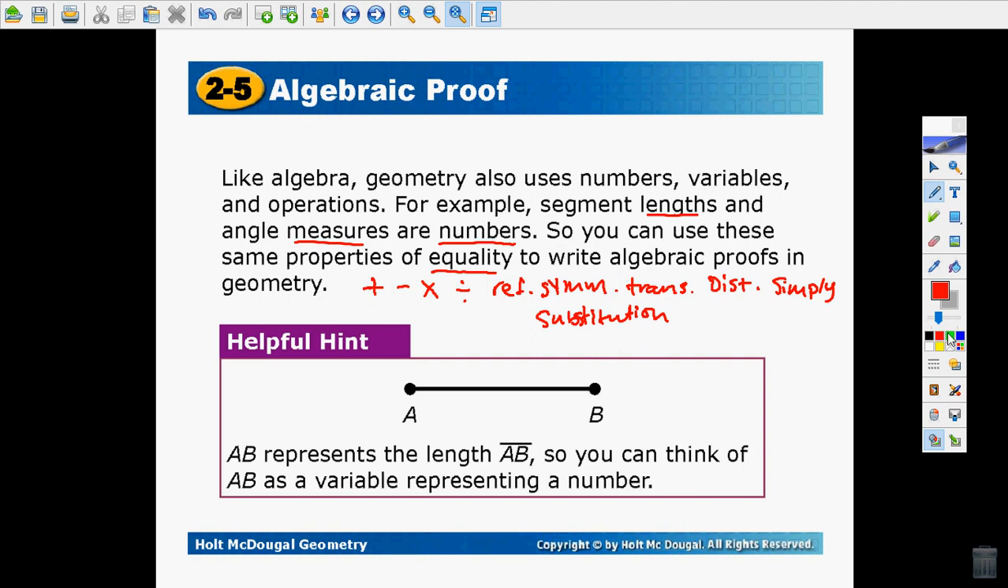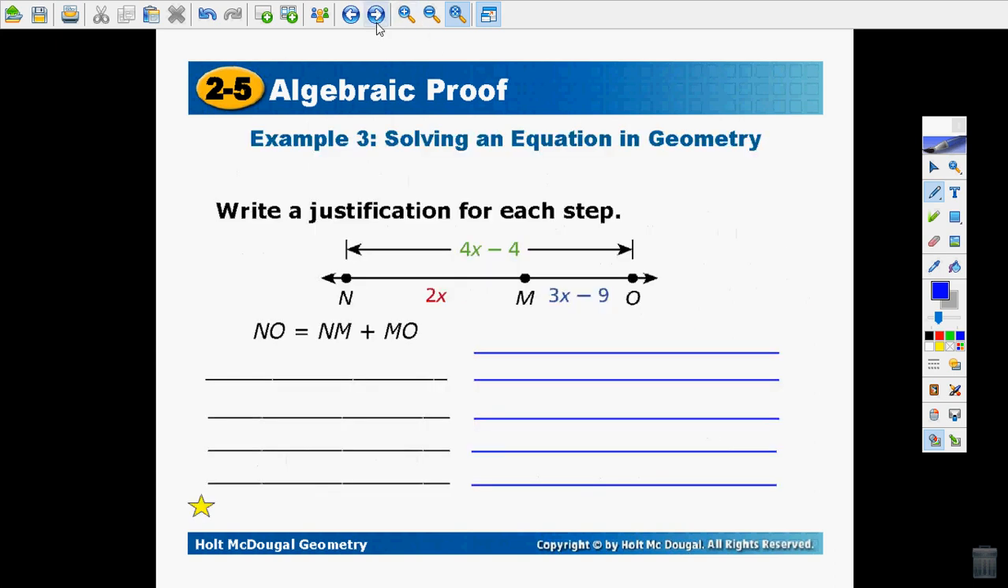So here's a helpful hint, and I think I've explained this before. AB represents a length. And remember, a length is a number. AB, though, with a hat on it, is a segment. It's a figure. So we're talking about the figure segment AB. When I just have AB with no hat, I'm talking about its length. How long is it? What number is it? Okay, so AB is just like a variable representing a number. And that's going to be helpful to us because X is a variable representing a number, right? Well, AB is almost the same thing as using an X.